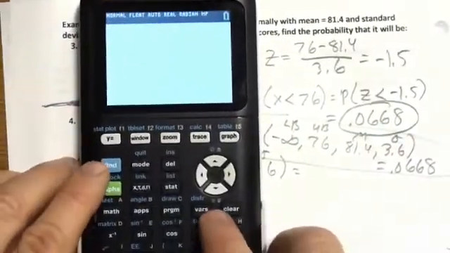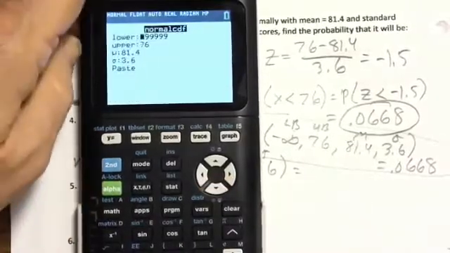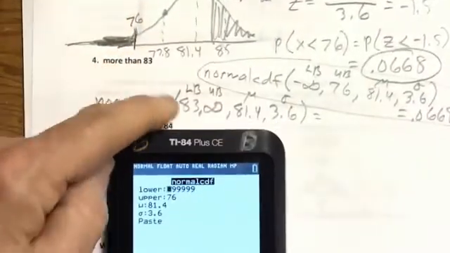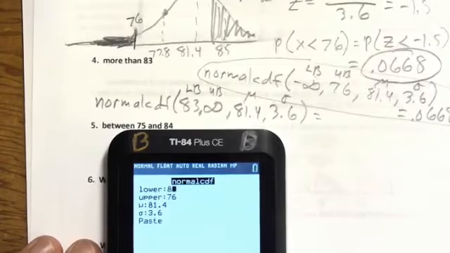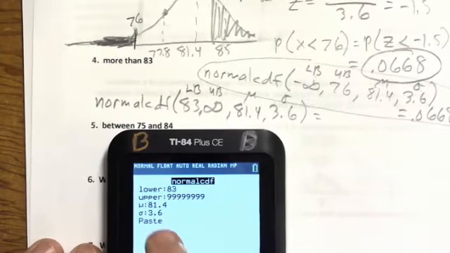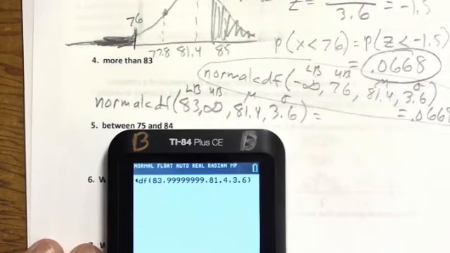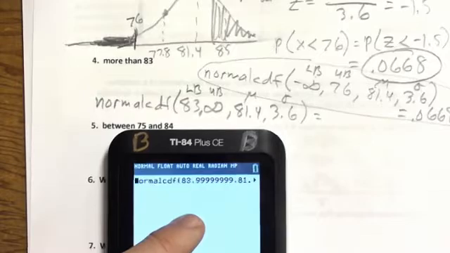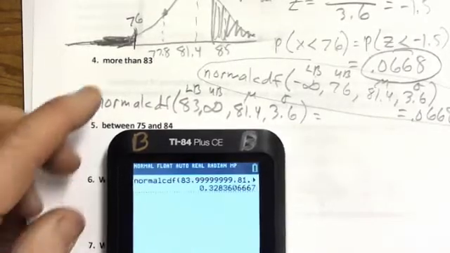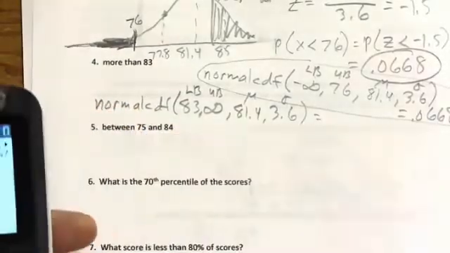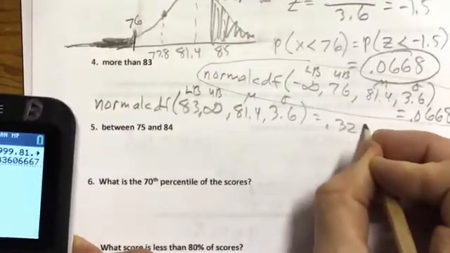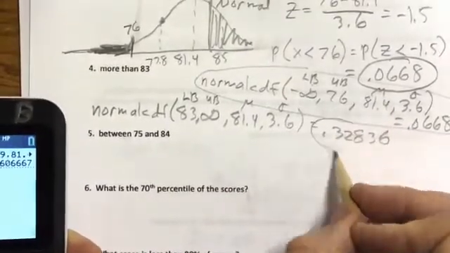Let's see what we get. I'll go second VARS, which is distribution, normal CDF. Now we are going from 83 to infinity. You just hit 83 and then arrow down to infinity, so you get like 9 million. That'll work. Then same mean, same standard deviation, paste. Some calculators will immediately take you to this screen, so you just enter those numbers. Hit enter, and there's our answer, 0.32836. Thus, the answer to number 4.